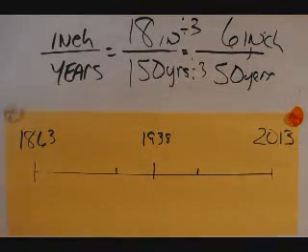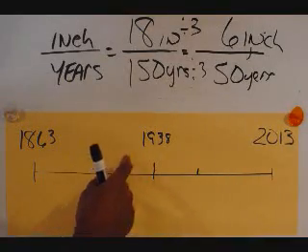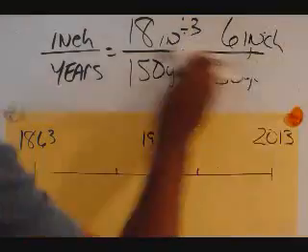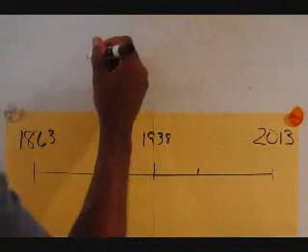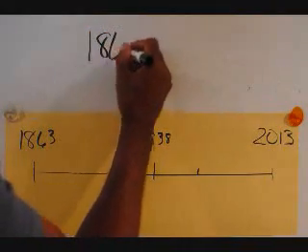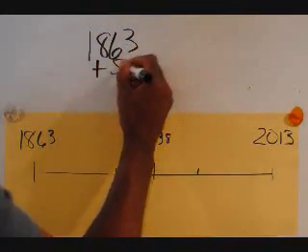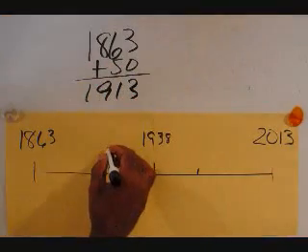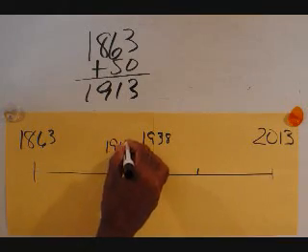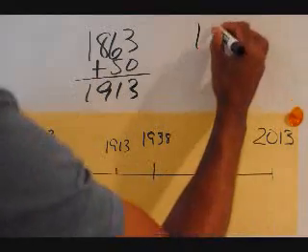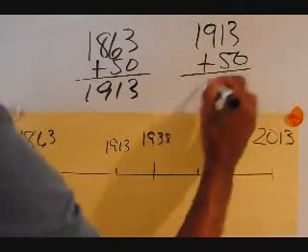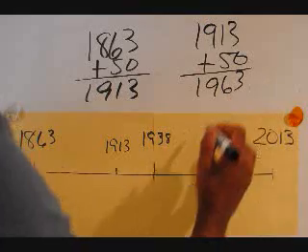another 50 years. So from here to here is 50 years, here to here is 50 years, here to here is 50 years. Well, what year would that be? 1863 plus 50 years gives me 1913. So this year would be 1913. And 1913 plus 50 years gives me 1963.